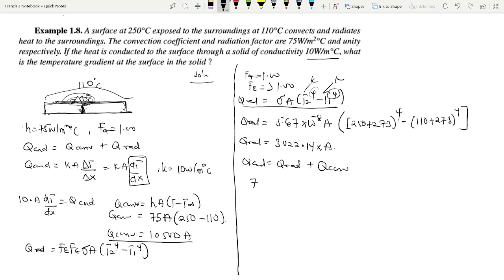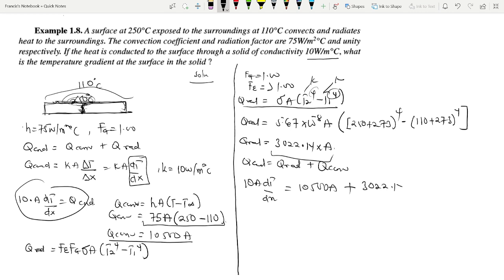Now heat of conduction equals heat of radiation plus heat of convection. So heat of conduction is this: 10 A dT/dx should be equal to heat of convection, which is this, 10500 A, plus the heat of radiation, 3022.14 A. So we can cancel the areas out, and then we'll be having 10 dT/dx equals 10500 plus 3022.14. Now we can solve for dT/dx.